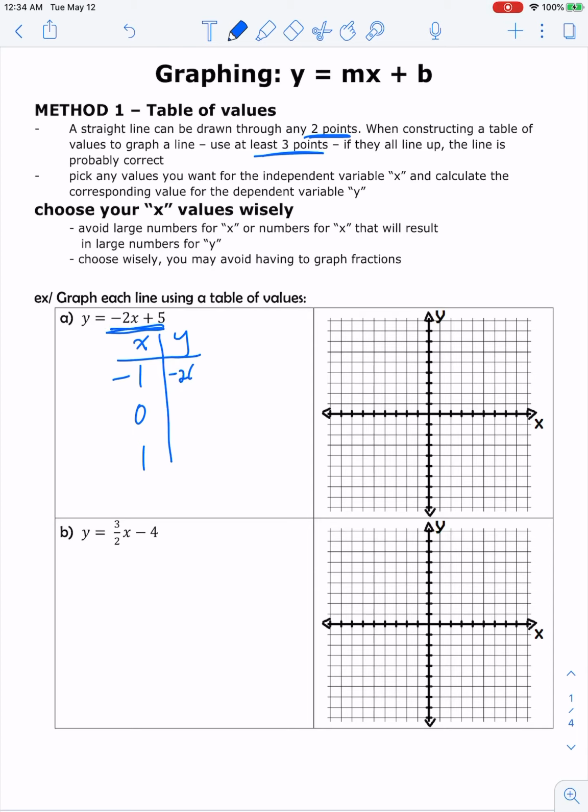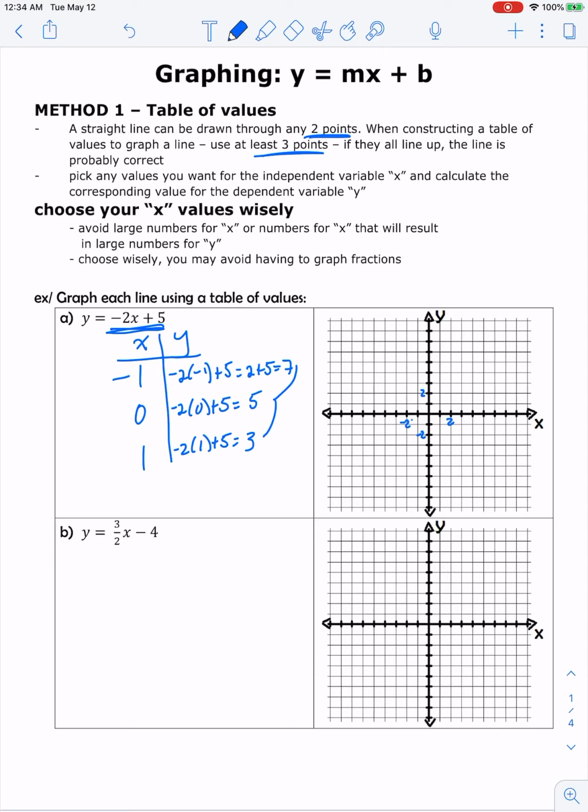So -2 times -1 plus 5 equals 2 plus 5, which equals 7. This is -2 times 0 plus 5, which equals 5. And then this is -2 times 1 plus 5, which equals 3. Notice there is a pattern, and there should be. So -1, 7. I'm going to go 2, -2, 2, and -2, just to give myself some scale.